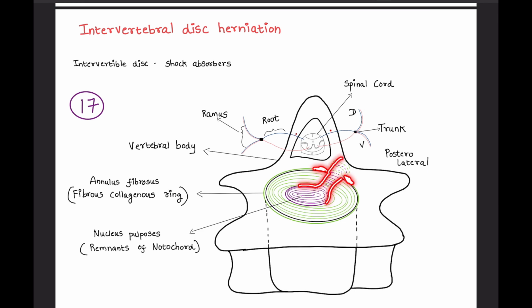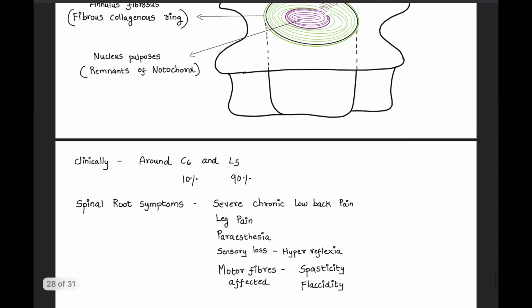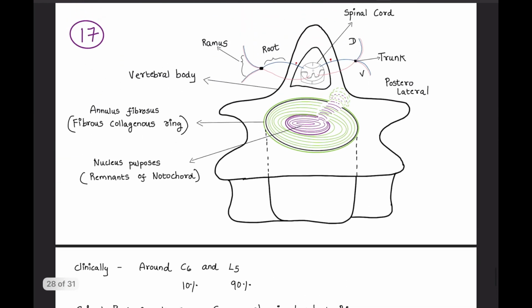with the annulus fibrosus. So when this fibrous collagenous ring goes backwards and to the lateral side, it may obstruct or disturb or block the sensory nerve fibers and motor nerve fibers, or it may disturb the trunk or ramus from the spinal cord. In this way, the patient will present the clinical features.